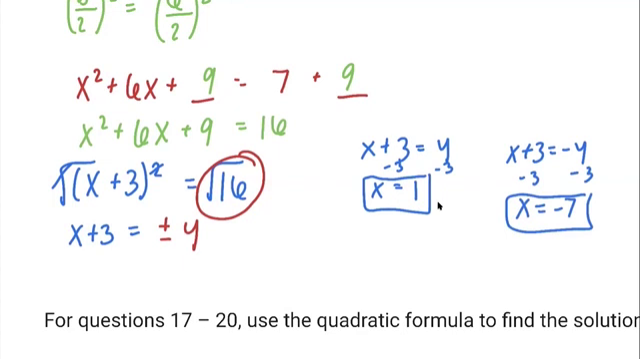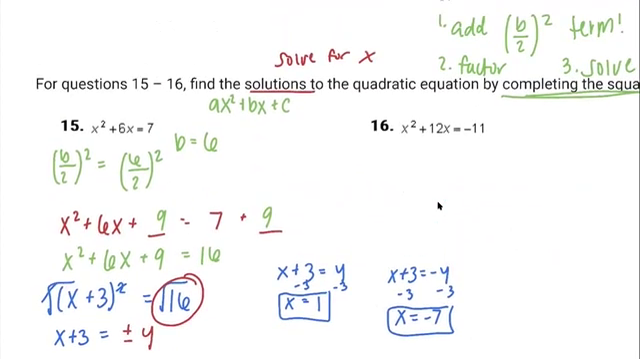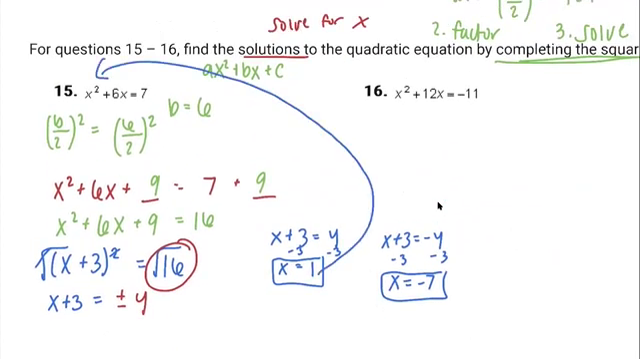All right, so what I just circled or boxed in, those are my final answers. So x equals 1 and x equals negative 7. And again, I'll leave this to you just for the sake of time here, but we would plug both of those answers back in to double check to make sure.